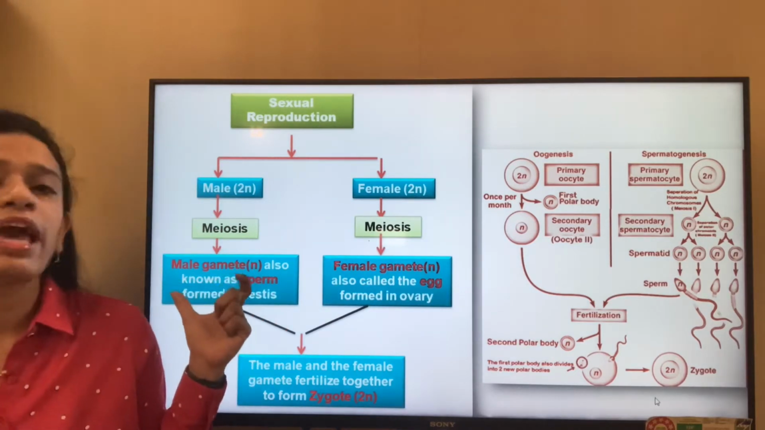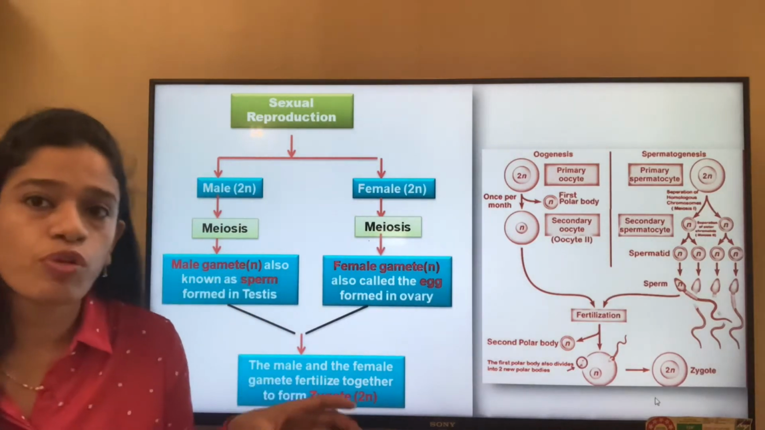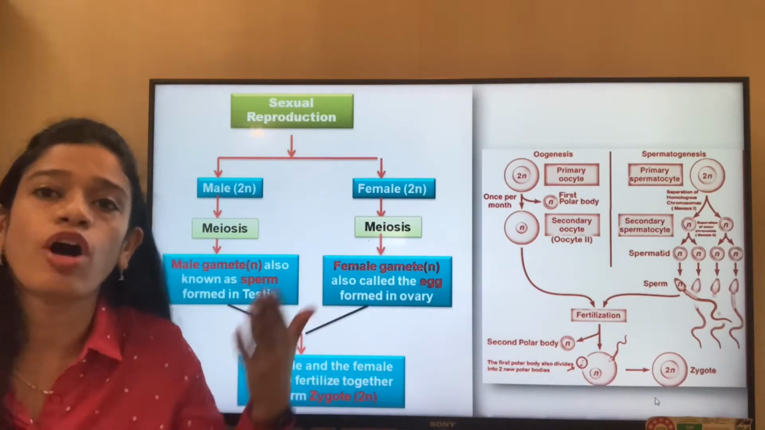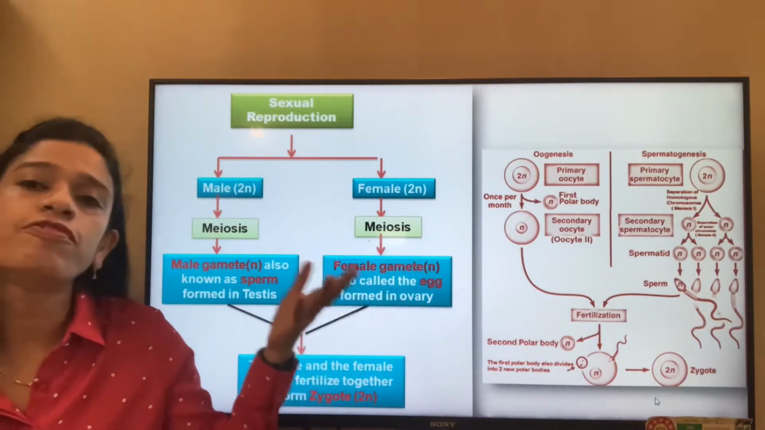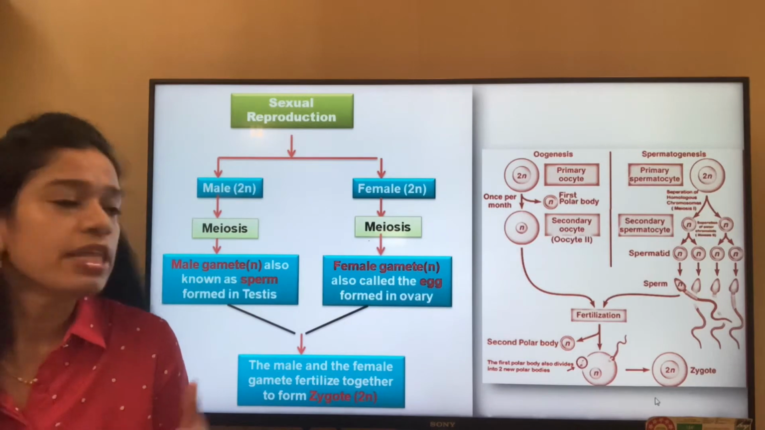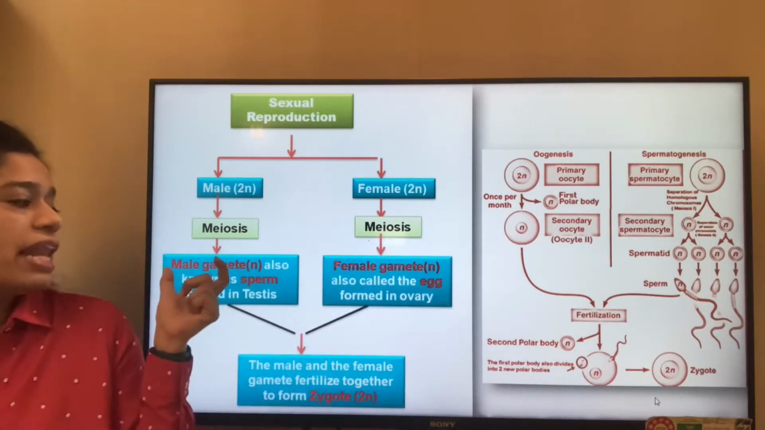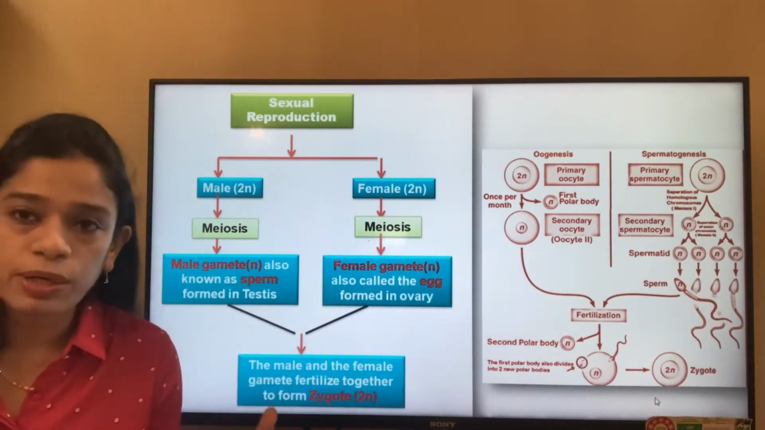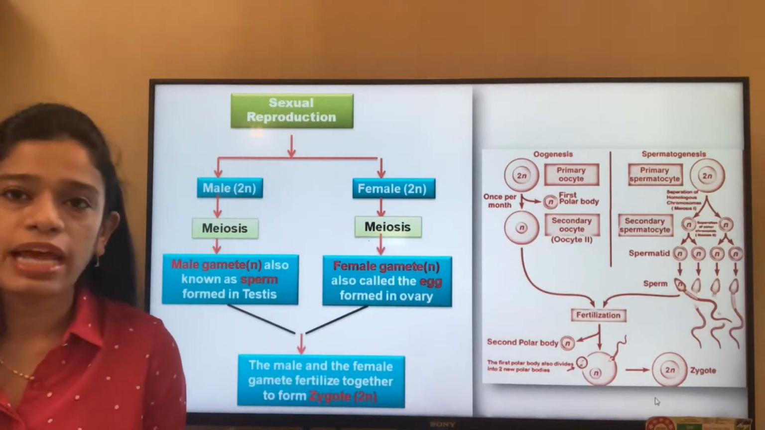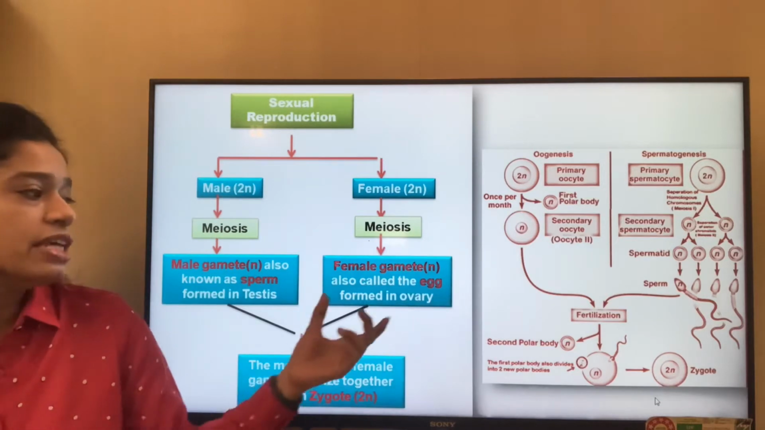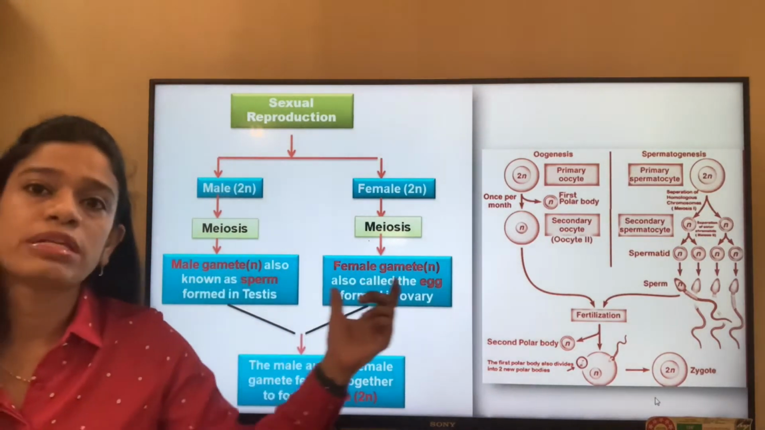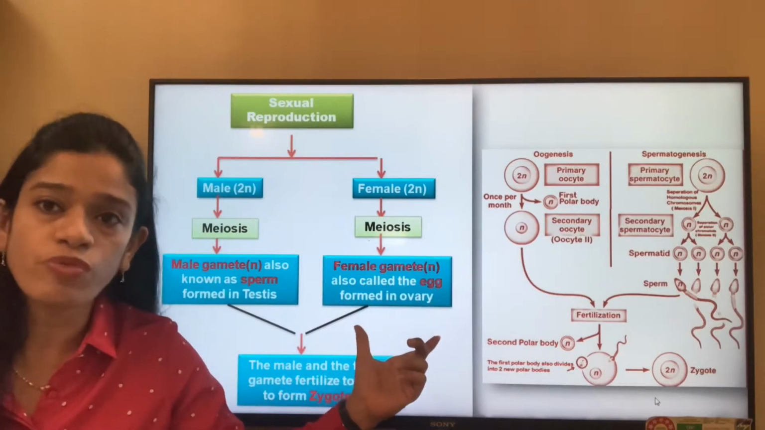So these male gametes consist of N number of chromosomes, that is half the number of the parent cell, and even the female gets reduced to half of the parent number, that is, it comes to N. This male gamete is called a sperm, and the female gamete is called an egg. The male gamete is produced in the testis, whereas the female gamete is produced in the ovary.